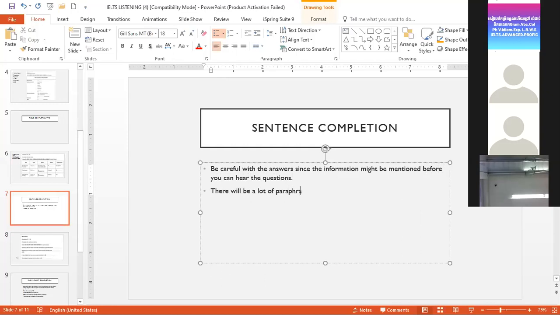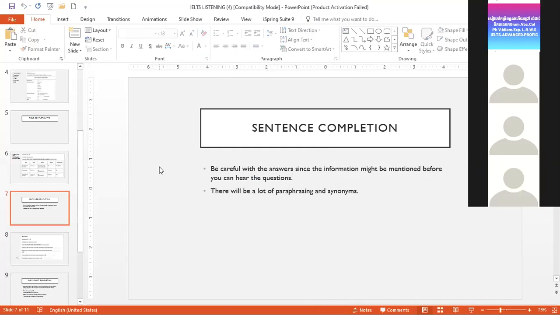So be careful with paraphrasing and synonyms and the information. So you have to keep your attention alert. The information might be mentioned up and down. So earlier you heard the answer first before you heard the question.